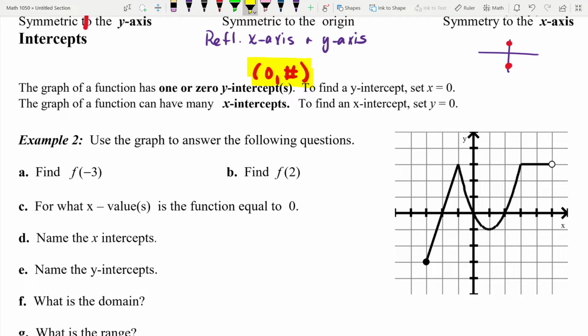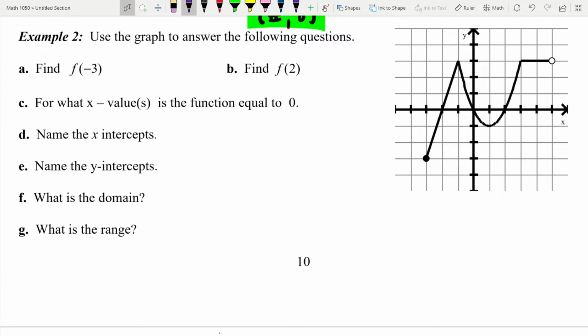Okay, so read the next one. The graph of a function can have a lot of x-intercepts, and to find an x-intercept, you let y be 0. So an x-intercept is going to look like this: some number and then a 0. So you let the other variable be 0, and you always write it as an ordered pair, okay? Okay, let's do example 2.